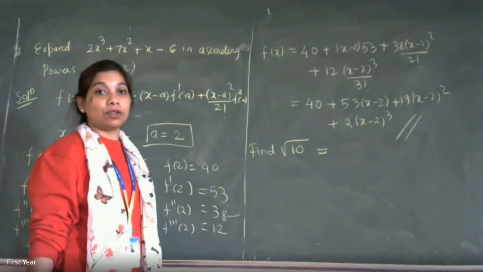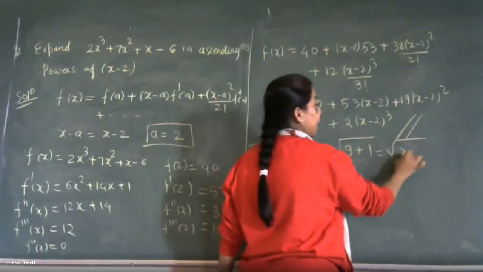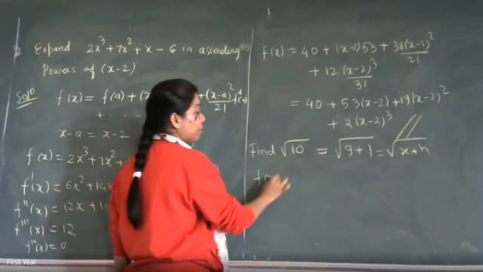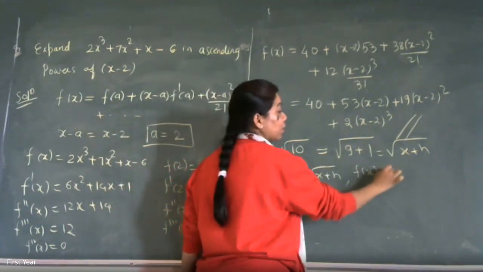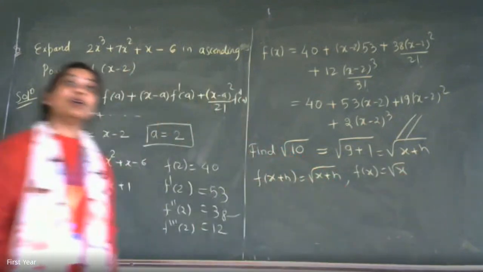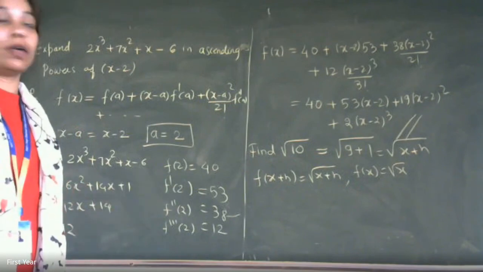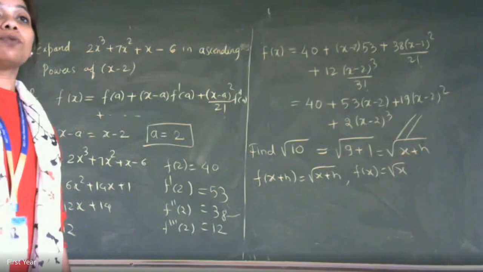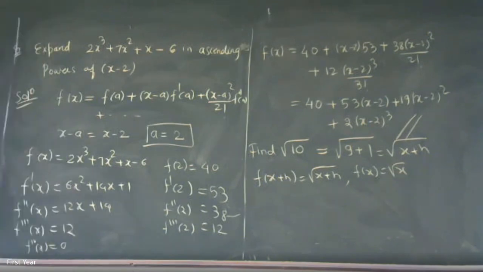Who will tell me what's the first step you have to do? Split it first. Yes, 9 plus 1, which is root of x plus h. So your function f of x plus h becomes root of x plus h, and therefore f of x is root x. Then use the Taylor series expansion for increasing powers of h, and you get the answer. Okay, so 5 questions are done. Then question number 8. Please read question number 8. If you have it on your Google Classroom, I have shared it. If you don't, I will try to see whether I can share it.